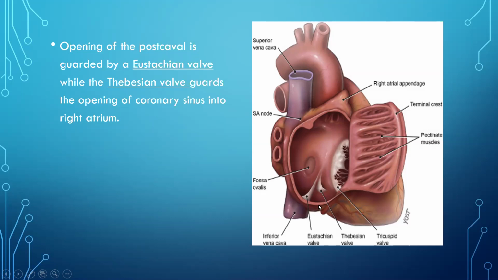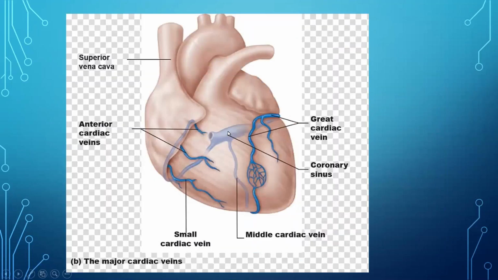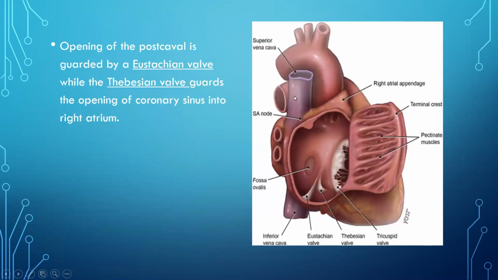Whereas the opening of the coronary sinus, we just saw. Yes, this is the coronary sinus. This is the superior vena cava. So the opening of the superior vena cava and the opening of the coronary sinus: the opening of the vena cava is guarded by the Eustachian valve, whereas the opening of the coronary sinus is guarded by the Thebesian valve. Here you can see the Eustachian valve and the Thebesian valve.